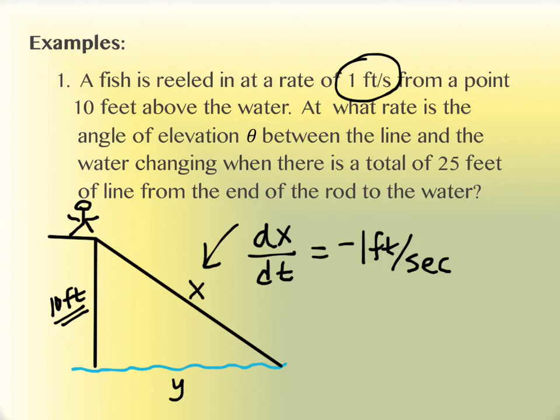Okay, is everybody good so far? Okay. Now we're going to get to the next line. We only did the first sentence. There's a couple more sentences. It says, at what rate is the angle of elevation theta between the line and the water changing? So the line is the black diagonal we've got. The water's my blue at the bottom. And it's supposed to be that angle between them. So this is the theta that they're referencing, which is also called the angle of elevation from the water up to the shoreline. We're wanting to know how that's changing.